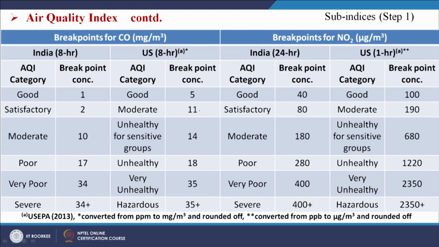Similarly, for NO2 for two different countries, India and US, you see here we have 24 hour basis data collection, here 1 hour basis US data collection, and they are good, satisfactory, moderate, poor, very poor, severe. In India we have this type of classification of the air quality, but the US has another type of classification of the air quality, and their values are also different. So, that way the air quality index is not similar for each country.